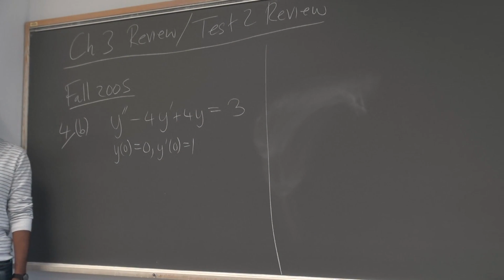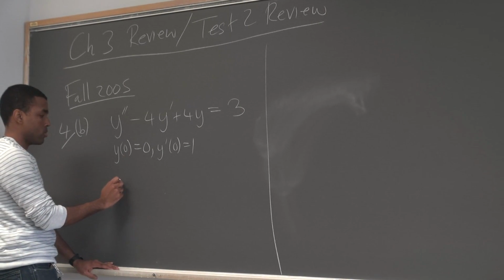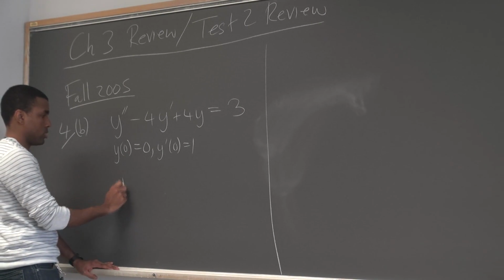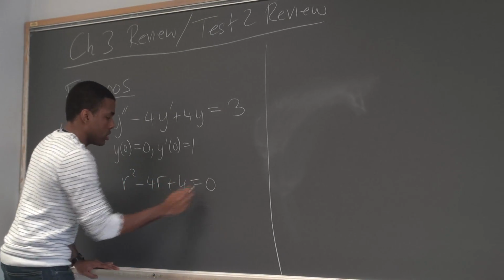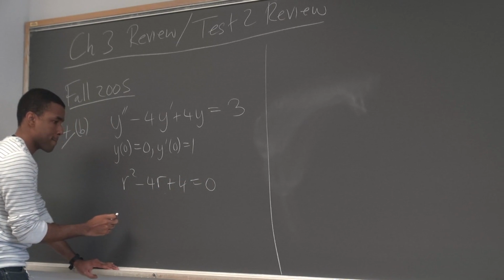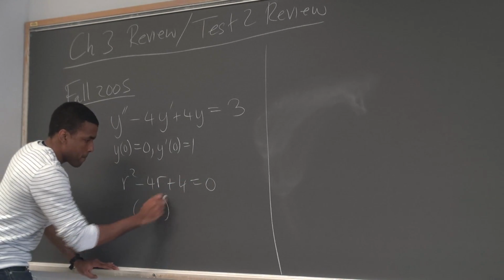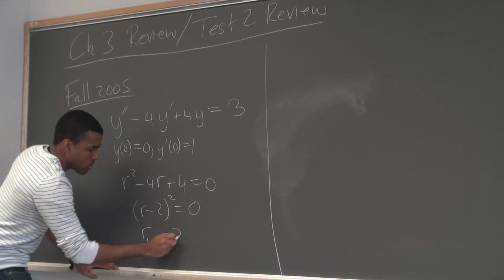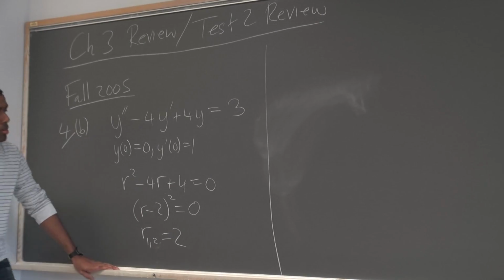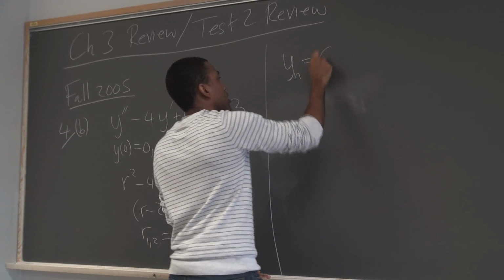We first find the homogeneous solution. How do we do that? We set up the equation r squared minus 4r plus 4 equals 0. Can we solve that? Yeah, we can factor it. It's (r minus 2) squared equals 0, so r equals 2. So we have a repeated root of 2, which means our homogeneous solution looks like what?